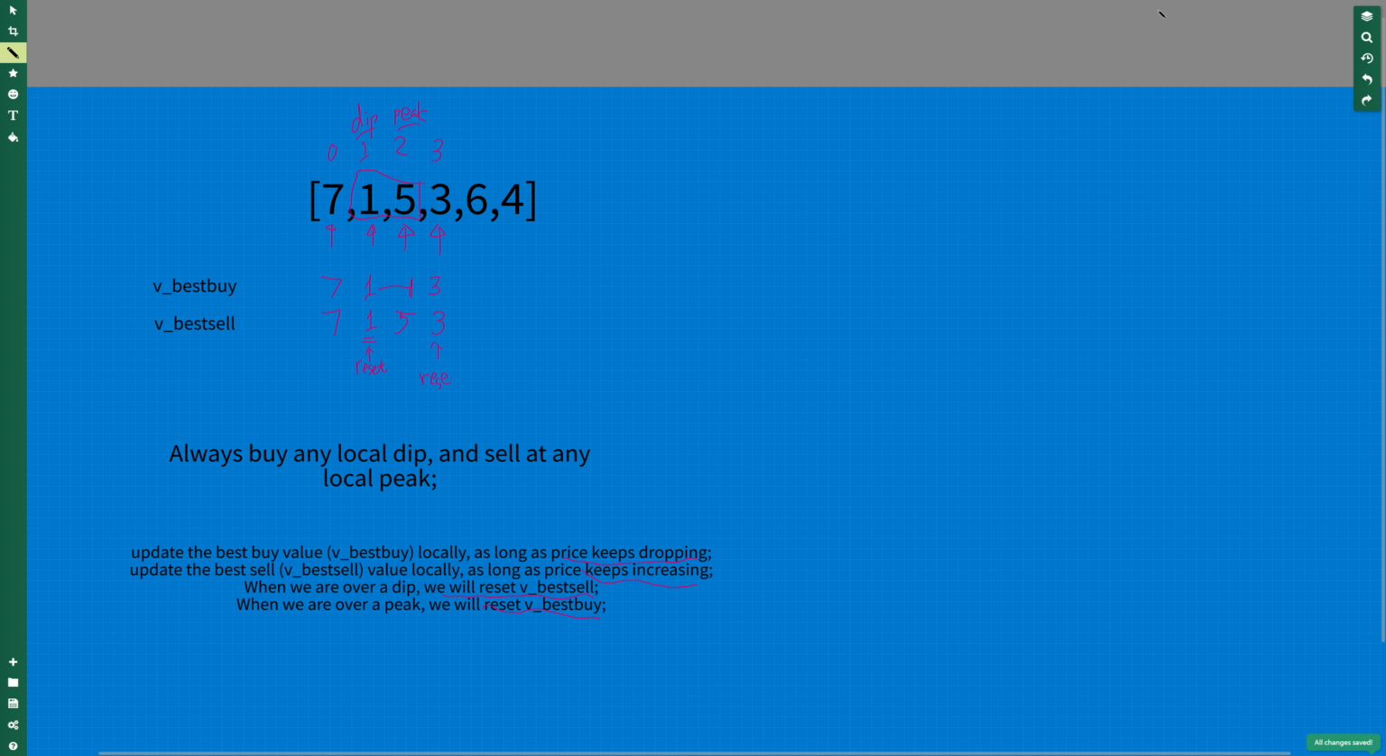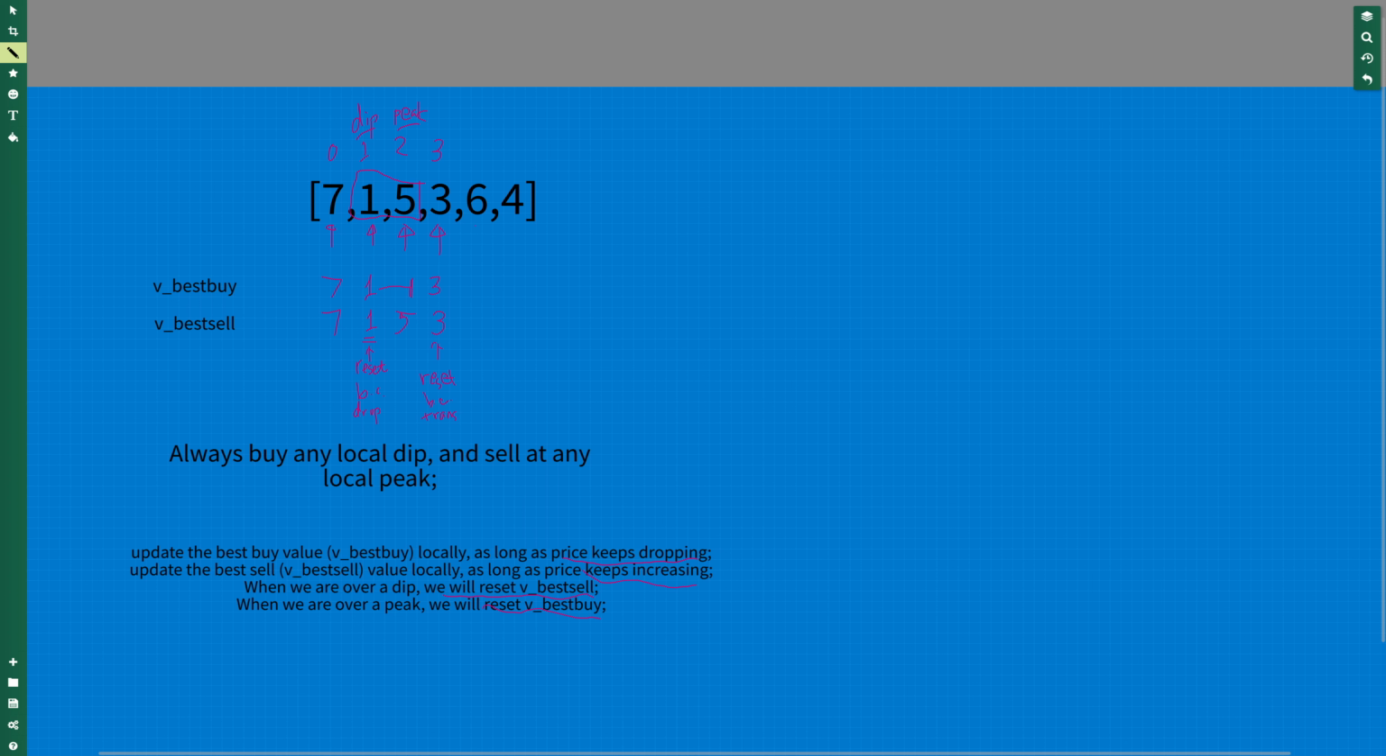Reset because of a transaction, right? And what is this reset for? We reset because this is a new low, right? Because there's a price drop. Yeah, because there's a price drop. This is a reset because there's a transaction.